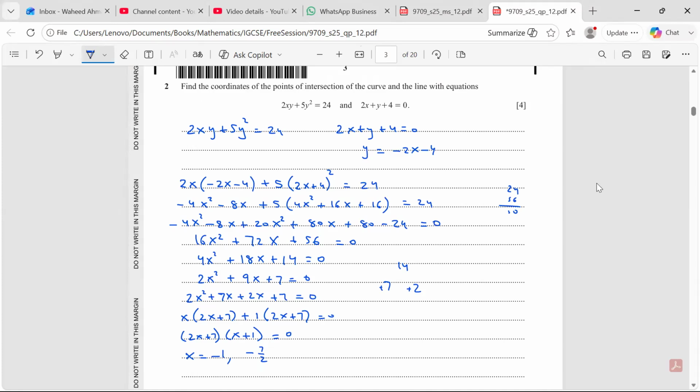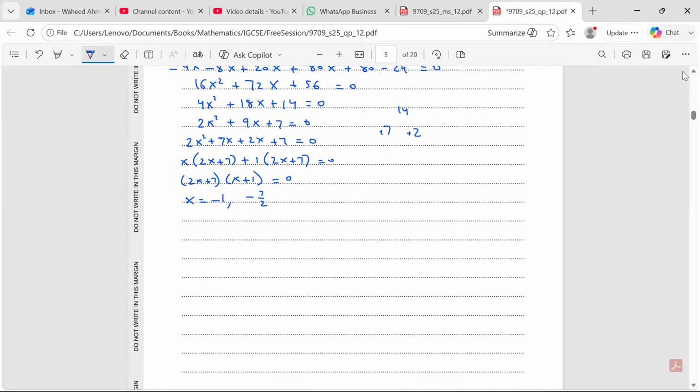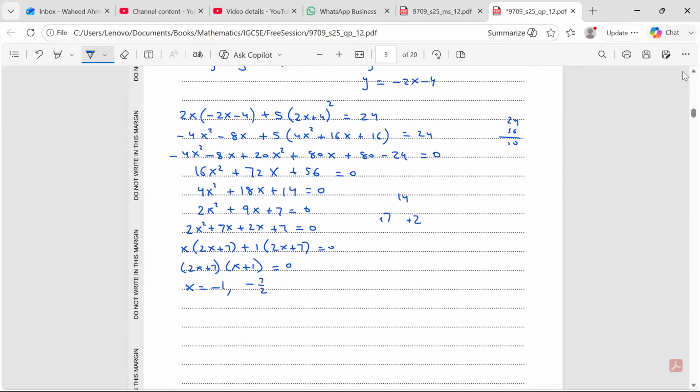Okay, so if I have these two values of x, then I can find the value of y as well now. We need to see this equation. Okay, so you see, if x is equal to minus 1, then y is equal to, I'm using this equation, this one. So y is equal to minus 2 times x, which is minus 1, minus 4. So this is 2 minus 4. So this is equal to minus 2.